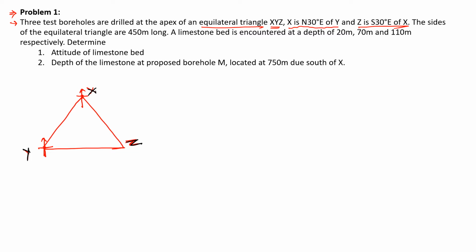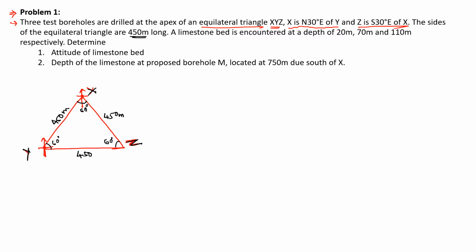Then they say the sides of the equilateral triangle are 450 meters long. So this is 450, this is also 450 meters. So all three sides are 450, 450, 450 meters. And as it is an equilateral triangle, it is understood that this is 60, this is 60, and this is also 60. All three sides are the same, so it is understood all angles are 60.